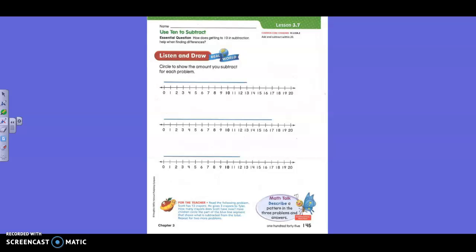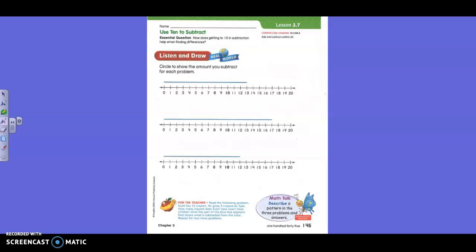Chapter 3, Lesson 7 is going to be about finding differences for basic facts using mental strategies. Have you guys seen a number line like this before? Yes. Prodigy, IXL, maybe first grade.